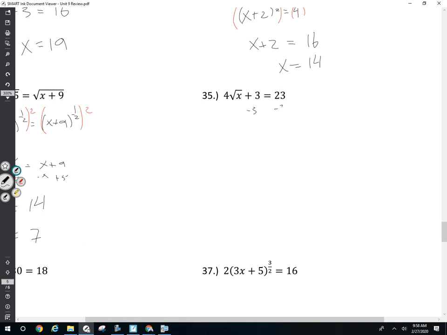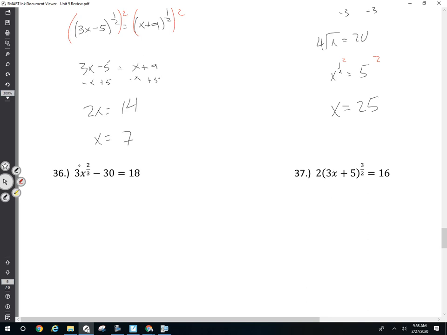Isolate the square root. Divide by the 4. Maybe don't write it as the square root. Maybe write it as x to the 1/2. Maybe this equals 5. Square both sides. 1/2 to the second power. 1/2 times 2, that's 1. 5 squared, 25.